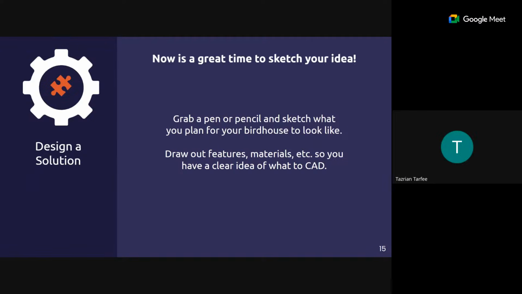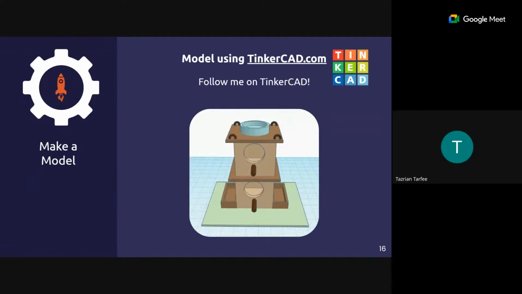All right, once you have some ideas, we can take it to the third step and design a solution. In this stage, we take any of our ideas and we sketch it out. We grab a pencil and a piece of paper, and we design and draw out all the features we might want to have. This is going to help us in the fourth step where we're actually modeling. So this is where we go to Tinkercad and we will be modeling and designing a birdhouse.